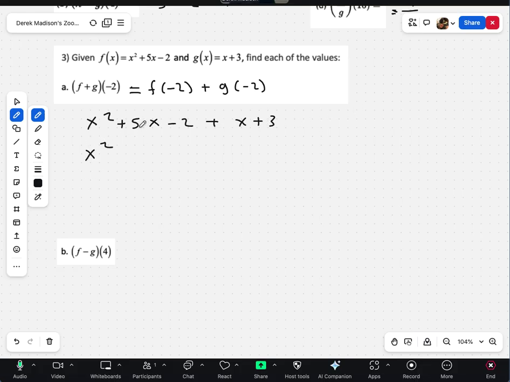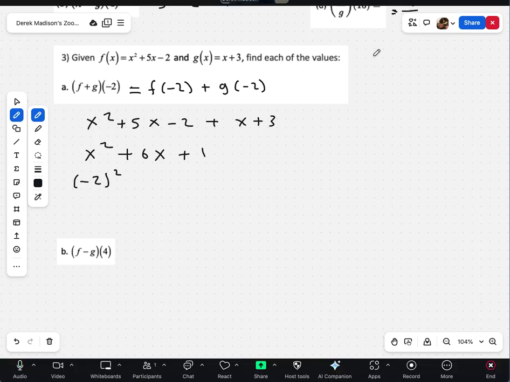Or I could also say 5x plus x makes 6x, and then -2 plus 3 would be a 1 right there. And just simplify that a little bit so I have a little less evaluating to do, but they both get it done. When you're plugging a negative number in, remember to be careful with those parentheses, because this is really -2 times -2, so this is going to come out to a +4. Without those parentheses, that comes out to -4.